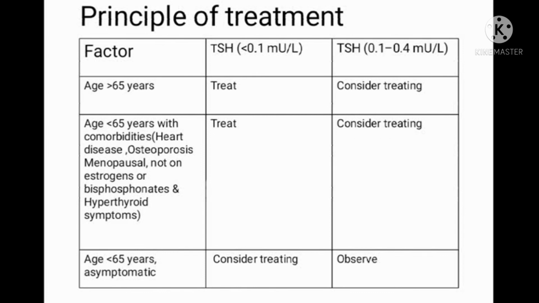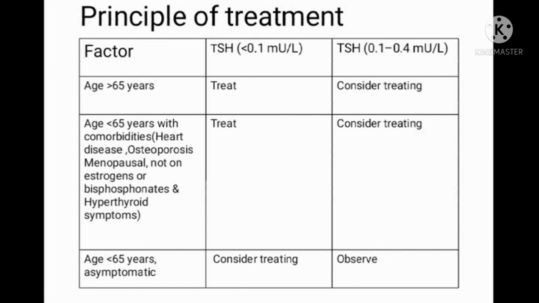In all patients, if the TSH level is suppressed, that means less than 0.1 milli international unit, you have to treat. And if the patient has mild subclinical hyperthyroidism, considering treatment will benefit the patient. In a young patient, less than 65 years of age, with associated comorbidities, if the patient has severe subclinical hyperthyroidism, treatment is recommended. And if the patient has mild subclinical hyperthyroidism, considering treatment will benefit the patient.